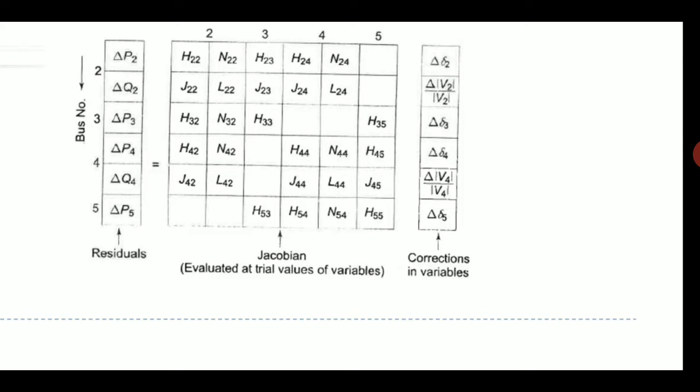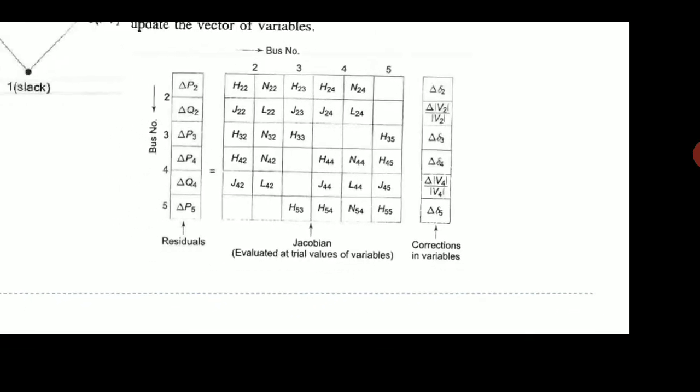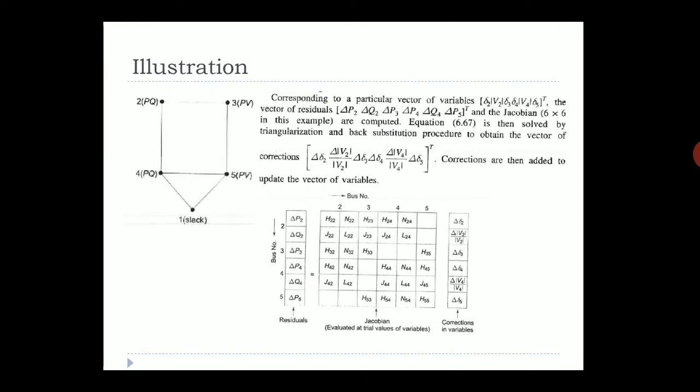Okay, this H, N, J and L, we can see for every pair we have these matrices, but for the PV bus we do not have the N and J. Okay, just look, we do not have this N and J, because it is a PV bus. So this is how the matrix is formed. So let us look at one example.